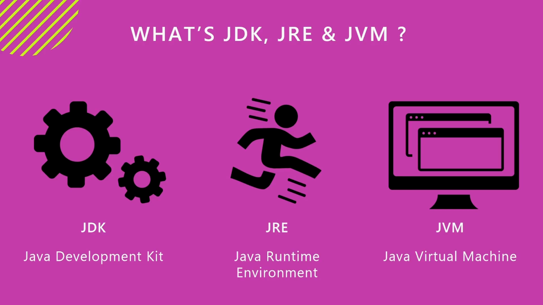Finally, JVM stands for Java Virtual Machine. Imagine the JVM as a virtual computer that can run Java programs. It's like a middleman between your Java code and the actual hardware of your computer. When you write and compile your Java code using the JDK, the resulting bytecode, which is a special kind of code, is executed by the JVM. The JVM ensures that your code runs smoothly on different types of computers without you having to worry about the specific hardware details.